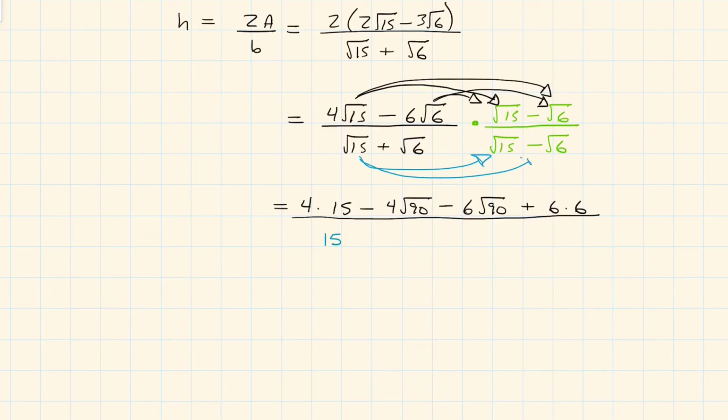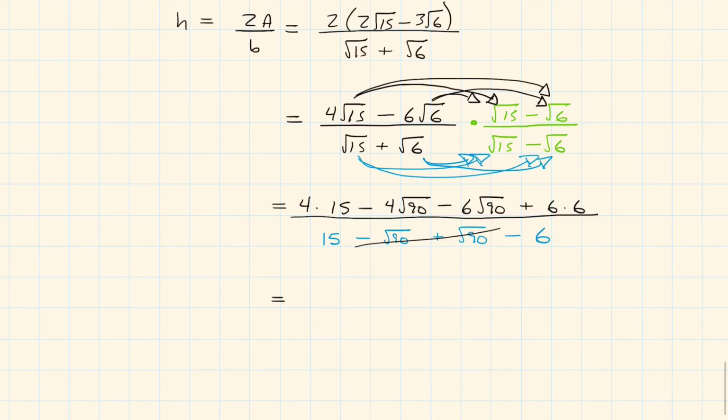Root 15 times negative root 6 is minus root 90. Root 6 times root 15 is plus root 90, and then root 6 times negative root 6 is just minus 6. The root 90s in the denominator cancel. Up top, they do not.